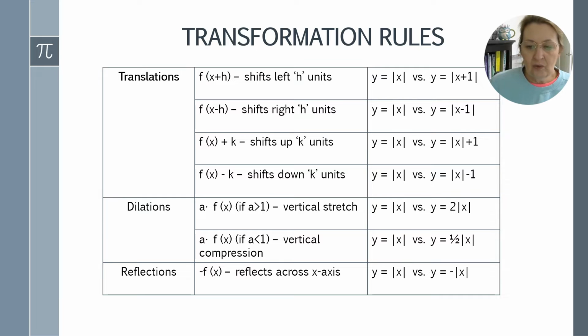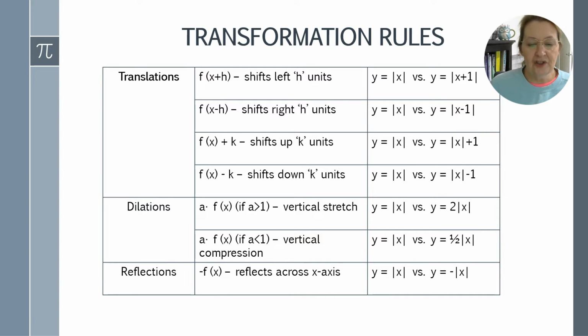A cannot be equal to 1 because if the number multiplied outside the grouping symbol is 1, nothing happens. So if it's larger than 1, you're going to get a vertical stretch. That means it's going to get thinner. If the number is less than 1, and that means a fraction, then you're going to get a vertical compression. It's going to press it down, so it's going to broaden out and get wider.